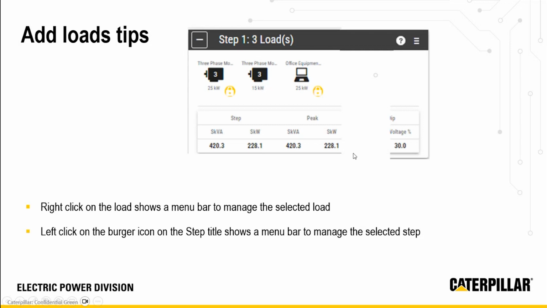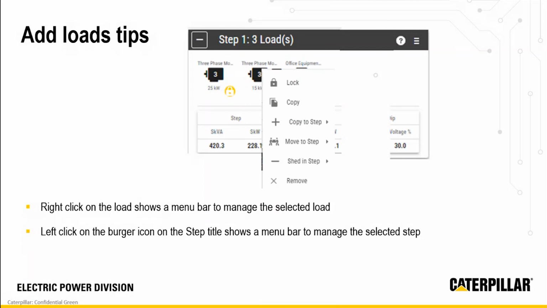Add loads tips, the tips on adding loads page. So let us look at how we can actually manage the loads and steps in a project. After adding a load to the step, we know that left click opens the load dialog box, but a right click on the load will open a menu bar to do a number of things, such as you can copy it to the step, move between the steps. You can actually shed a load in a different step and remove that particular load from that step. We will be looking at how we can log the load at the end of this part 2. So this is mainly for how you actually manage the loads.